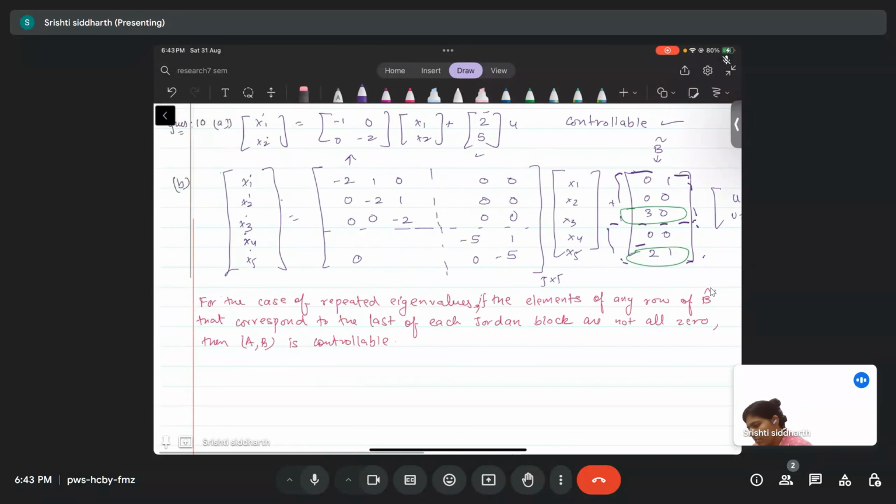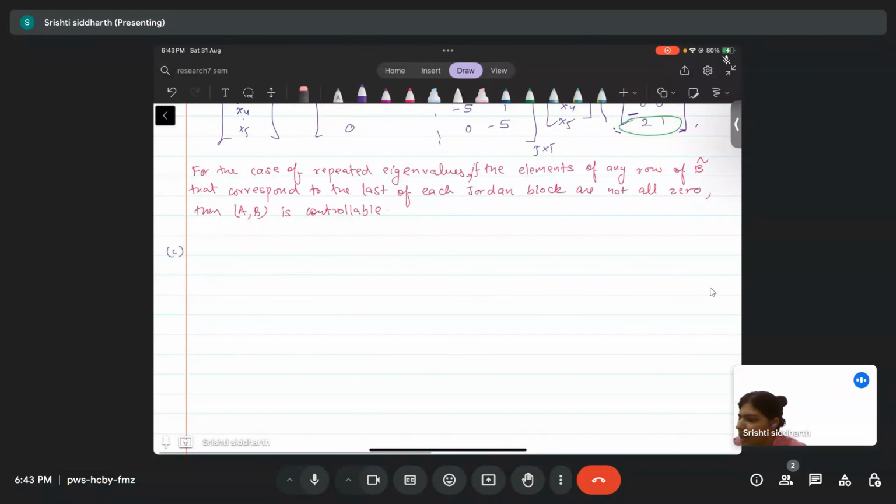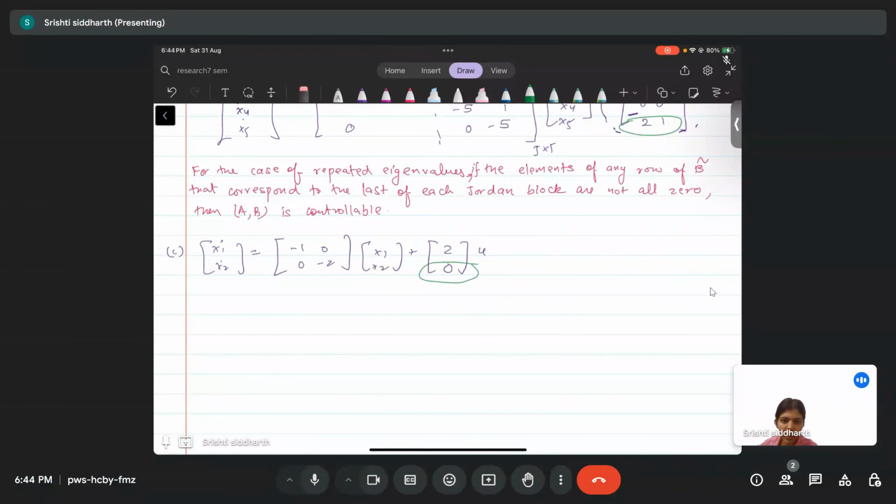Okay, now let's look at some cases where it's not controllable. So again, the system has already been diagonalized. So this is again a second order system. The diagonal system -1, 0, 0, -2 times x1, x2 plus the B tilde matrix, and this is 2, 0. So this is the case of distinct eigenvalues, and one of the elements of B tilde is 0. So it is not controllable.